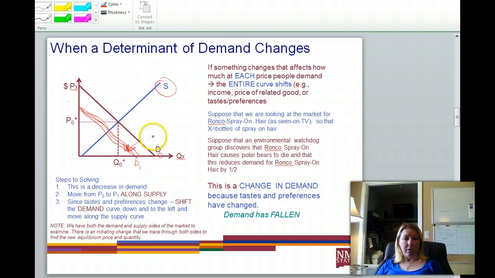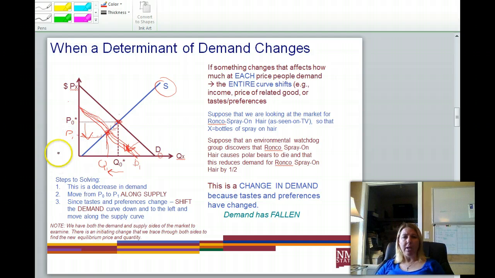So nothing happened to Ronco itself. There was no change in input prices, nothing like that. So this was just a change in demand. So we would start at our equilibrium price here, and we would move down along the supply curve to the new demand curve. And so what we would see is that there would be a decrease in the amount sold in the marketplace. We would move leftward along Q. And we would also move down to a new lower price.